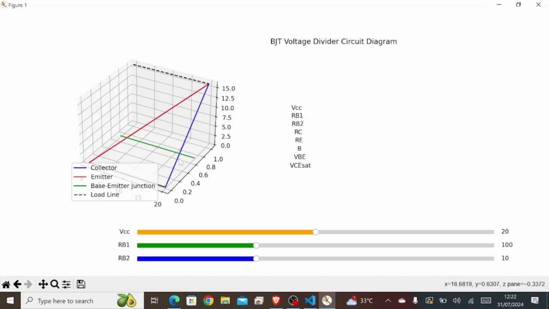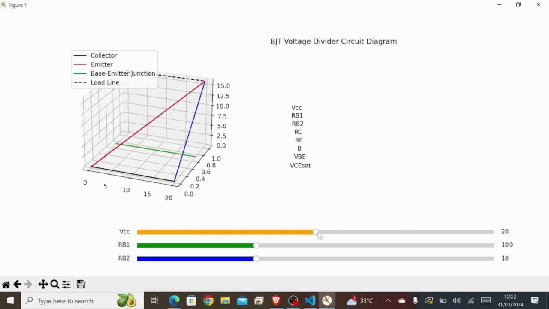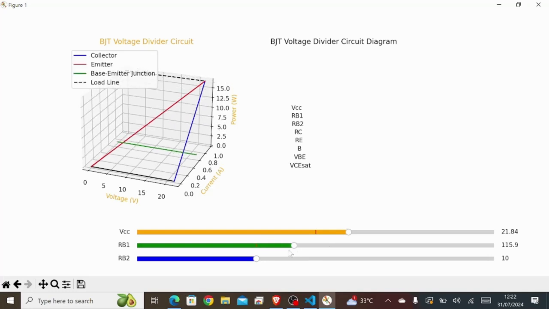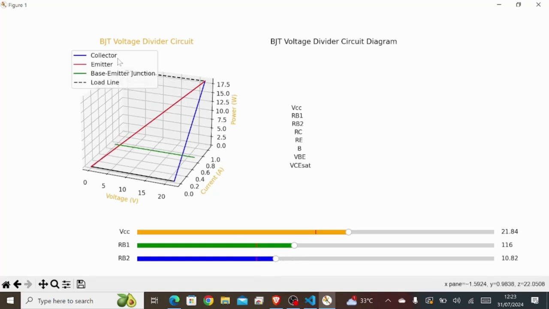Now second, the 3D plot and the circuit diagram. The simulation provides a 3D plot that dynamically updates to show the current, voltage and power relationship as we adjust the parameters. Additionally, there is the circuit diagram displaying the layout and components. Interactive sliders: by moving the sliders of VCC, RB1 and RB2, we can see changes in real time.